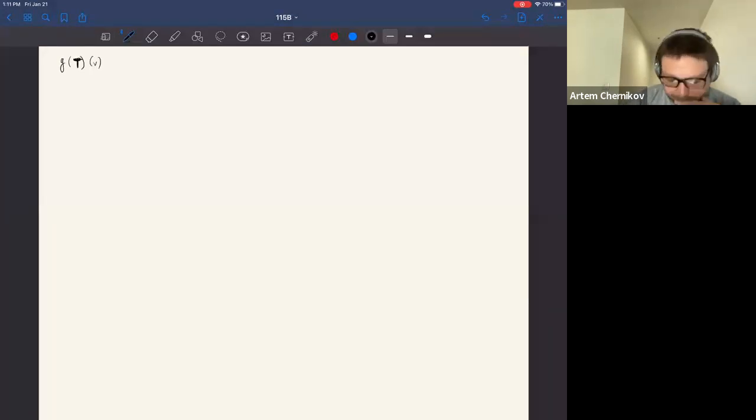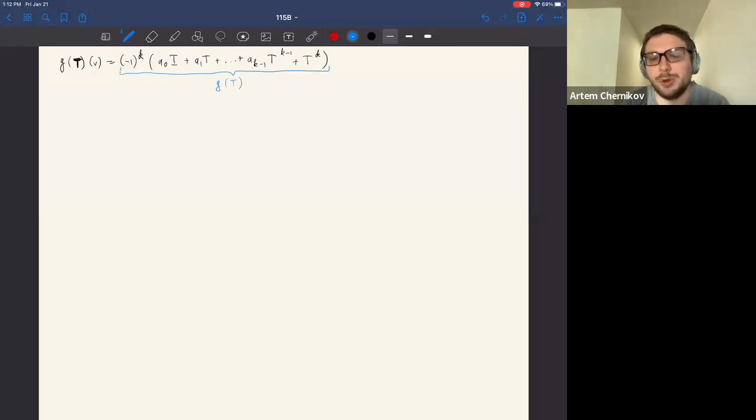By definition of what it means to evaluate a polynomial on a linear operator, this is going to be (-1)^k times a0 times the identity operator I, plus a1 T plus etc., all the way up to a_{k-1} T^{k-1} plus T^k. All of this is just g of T, because we know what the polynomial g looks like. We know the coefficients a0 through a_{k-1}, so we just plug T into it. This gives us g of T, and now I still need to evaluate it on the vector v.